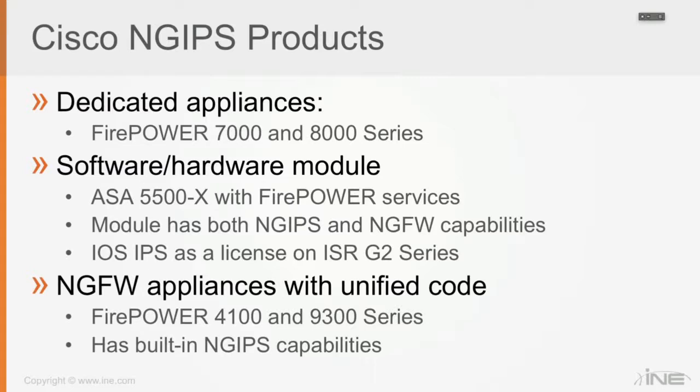Next generation appliances with unified code are the next category. So the next generation firewall appliances with unified code, which means the new devices which support both the Firepower services capabilities, so NG IPS and NG firewall, and the ASA firewall capabilities under one unified code. And that's going to be the Firepower 4100 series and 9300 series.